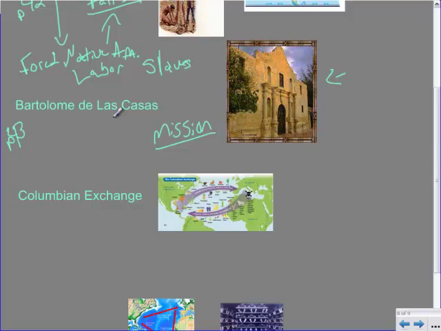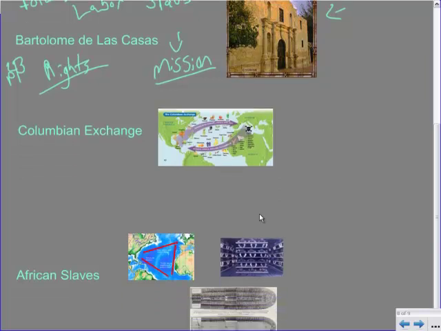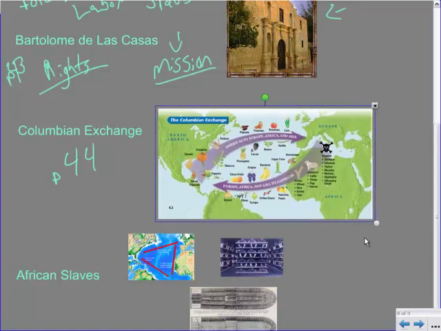He is going to be fighting for Native American rights and getting the New Laws passed and all this kind of stuff. But the main goal of a mission is to convert Native Americans to Christianity, because this is a settlement with a church and stuff like that. So page 43, look that up. Columbian Exchange can be found on page 44. We've talked a lot about the Columbian Exchange. It's one of your B-level questions.